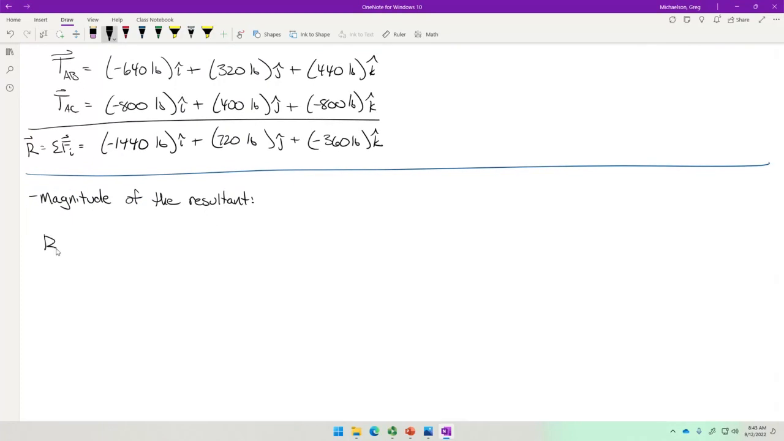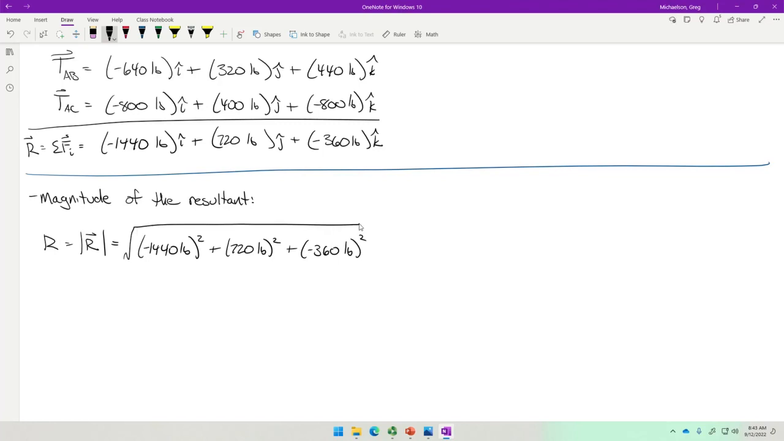So we can say R, or the magnitude of the R vector, is just, let's just do this. Negative 1440 pounds squared plus 720 pounds squared plus negative 360 pounds squared. And so what is the magnitude of that vector? I'll tell you, it's not a pretty number. It doesn't come out pretty. We'll say 2 decimal places. 1649.73 pounds. So that's how much force is being applied at that point to keep that wall upright.